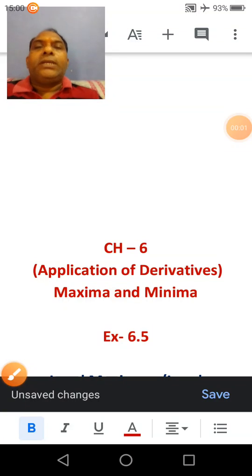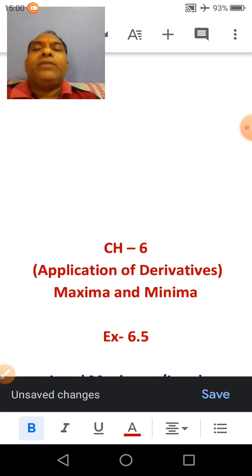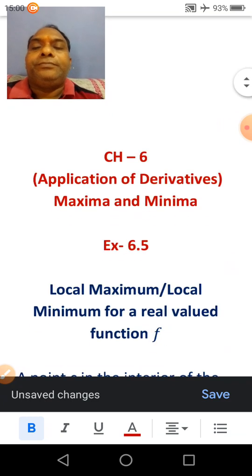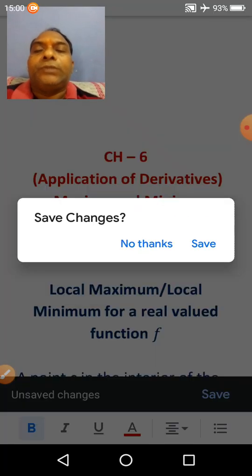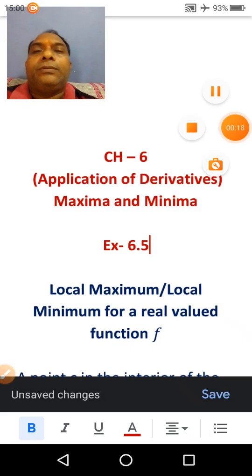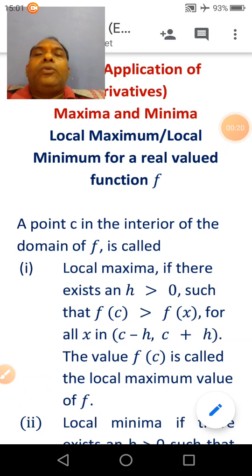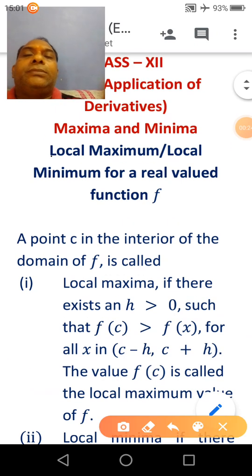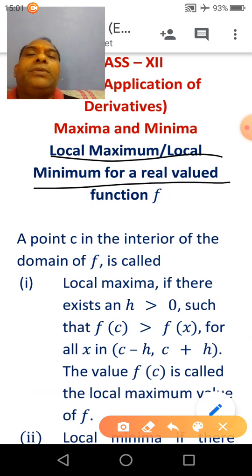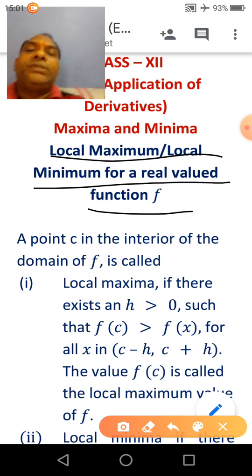Good morning students. Now in chapter 6, application of derivatives, in exercise 6.5 we are going to learn about maxima and minima. Local maximum or local minimum for a real valued function f.